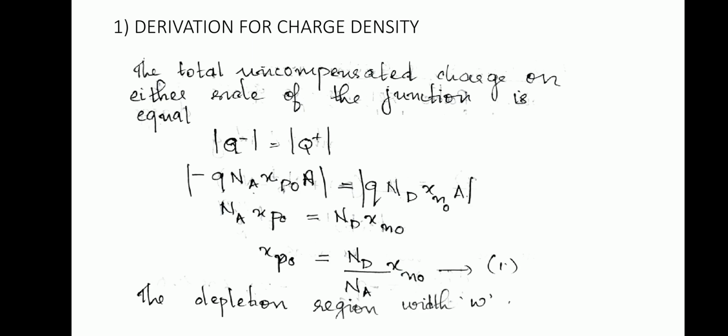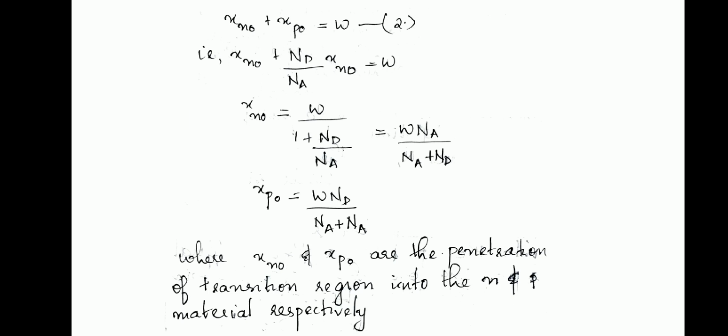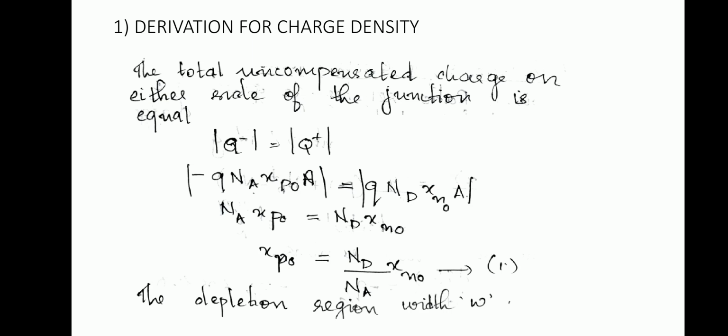So we have two equations. One is xp0 equals Nd by Na times xn0. Another is xn0 plus xp0 equals W. We can substitute this xp0 into equation 2. So we get xn0 equals W Na by (Na plus Nd), or xp0 equals W Nd by (Na plus Nd). We can see from this that the extension of the depletion region depends upon the doping concentration, where xn0 and xp0 are the penetration of the transition region into the N and P material respectively. So this is the derivation for charge density.